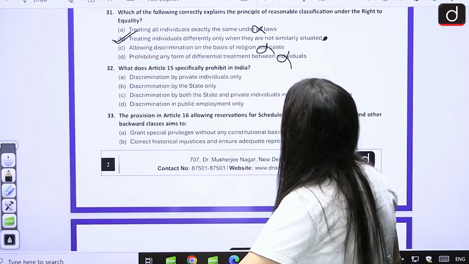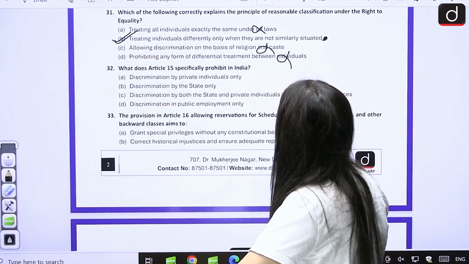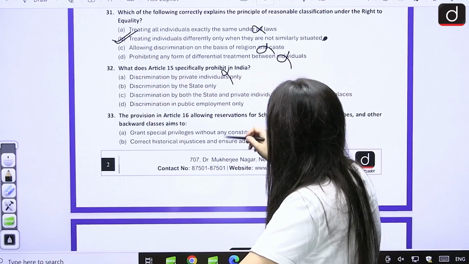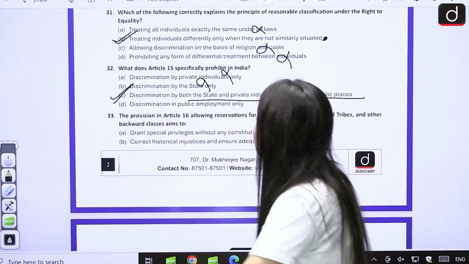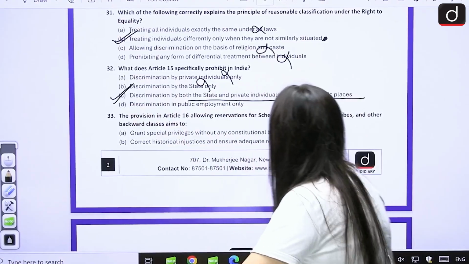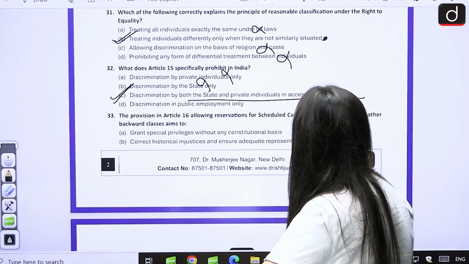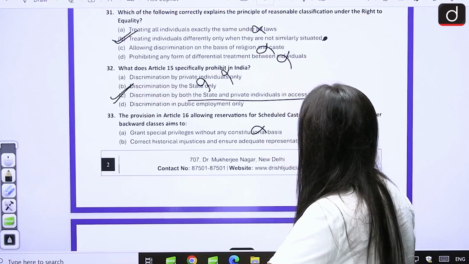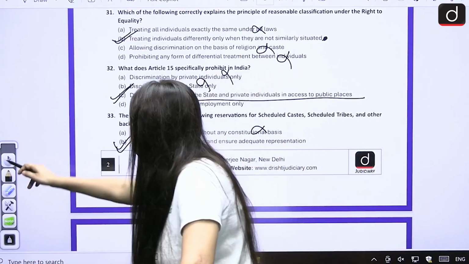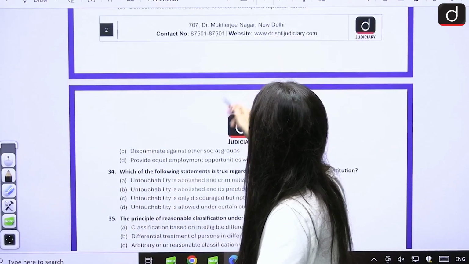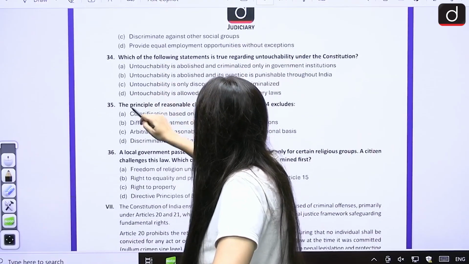What does Article 15 specifically prohibit in India? Discrimination by private individuals only, नहीं. By state only, नहीं. Both by state and private individuals. ठीक है. Provision 16 allowing reservation for scheduled castes, scheduled tribes aims to grant special privilege without any constitutional basis. Correct historical injustices. ये तो पैसेज में दिया हुआ है, pretty simple है ना. मैंने और पढ़े भी नहीं ऑप्शन, पैसेज में ही दे रखा था इसलिए ट्रिक कर दिया, और सही भी होगा मुझे लगता है.